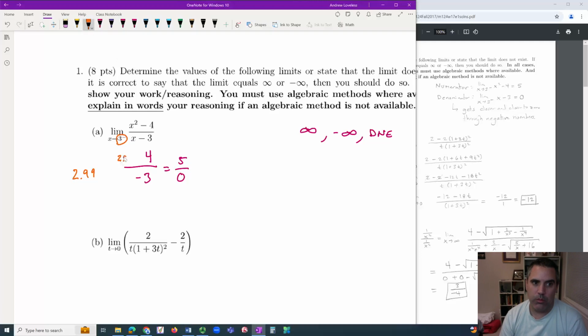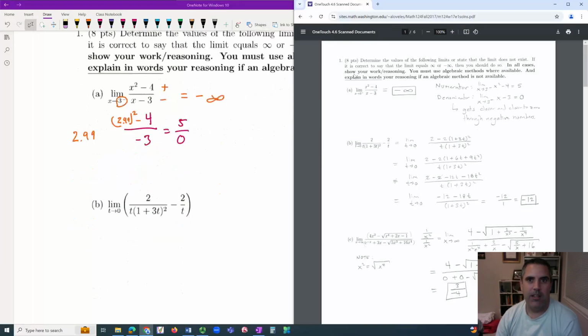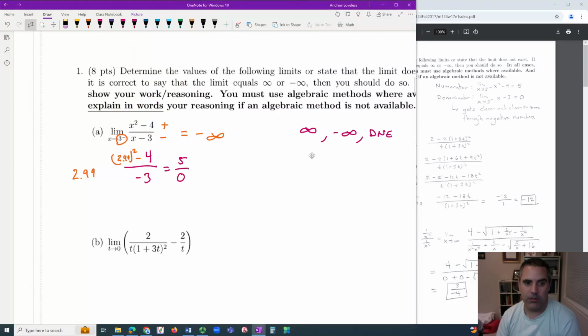So if I do 2.99 squared minus, the top's going to be positive. So what I see is this is going to be positive and this is going to be negative. The answer is negative infinity. It's that fast. Let's see what I did last time I taught it. I said negative infinity. And I wrote it in this way, but anyways, it is that fast. Don't let those scare you.